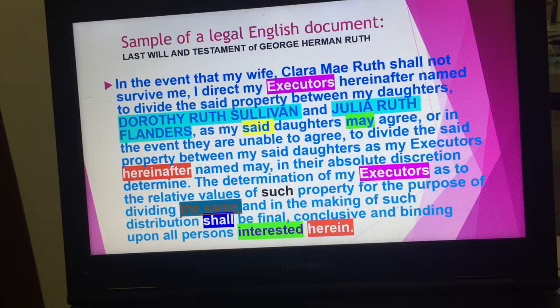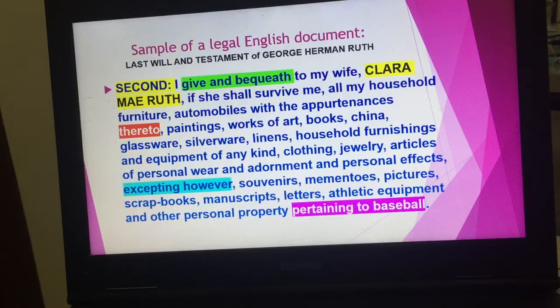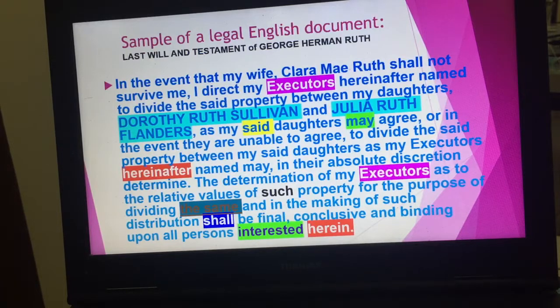The second party is going to be my daughters for the said property, for all the property that I have mentioned earlier, the said property. And the said property involves, of course, my household furniture, automobiles and paintings, works of art, books, china, glassware, silverware, linen and household furnishings and equipment of any kind, clothing, jewelry, article of personal wear and adornment and personal effects, but to exclude the other souvenirs and all the other letters and manuscripts and books. So that is what is the said property.